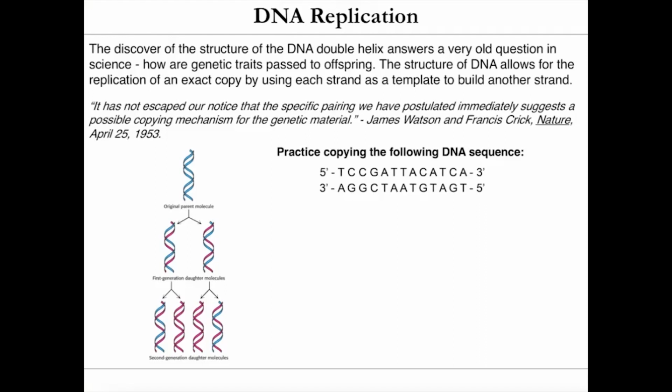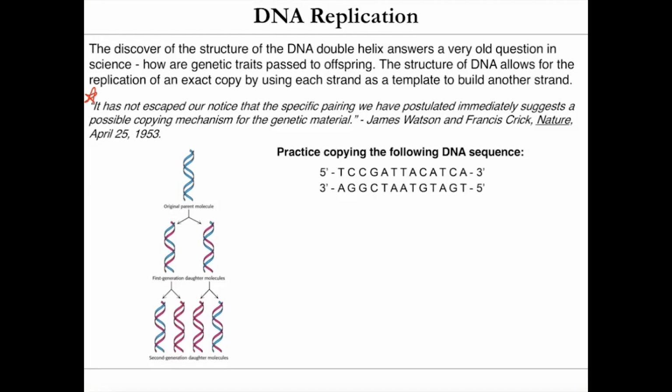Now, one of the reasons why the discovery of the structure of the DNA double helix was such a big deal was that it immediately answered a very old question in science: how are genetic traits passed on to offspring? Charles Darwin, way back in the 1840s, 1850s, knew that genetic traits were passed on to offspring, and he used that as a basis for the theory of evolution. However, how genetic information is passed on to offspring was completely unknown until the discovery of the structure of the DNA double helix. In the paper that Watson and Crick published on the structure of the DNA double helix, they wrote this sentence at the very end of the paper.